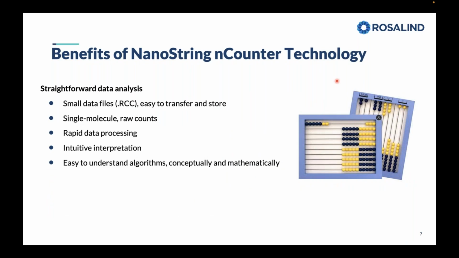It's fantastic. The raw data, the RCC files are small, so you can transfer them on a USB thumb drive. They're very easy to store. You're not looking at gigabytes or terabytes of data. The data is intuitive. It's a single molecule counting platform, so what you see is what you get. It's just single molecule, single counts of every gene.